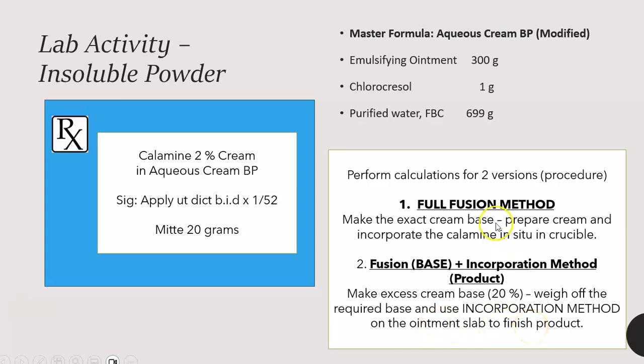The 2 versions are different because one will be made strictly in the crucible. You're only using the ointment slab to spatulate the powder or levitate the calamine, which you'll scrape up and put back into the crucible where the cream base is already made and waiting for you. Or the second one, the base is being made in the crucible, but you're going to remove what you need by weighing what you need and then using the incorporation or trituration method to make your product on the ointment slab.